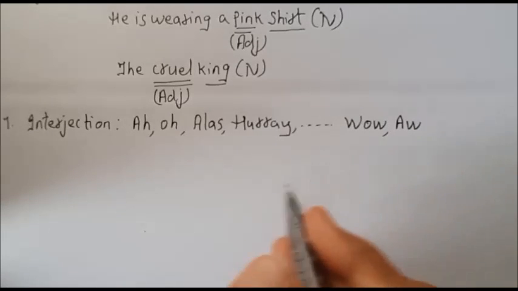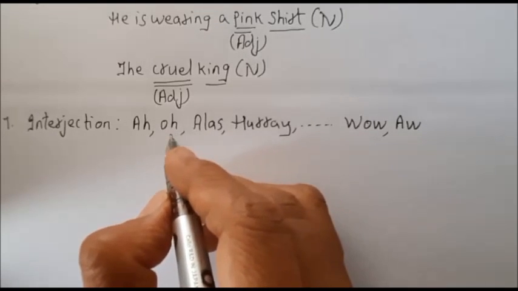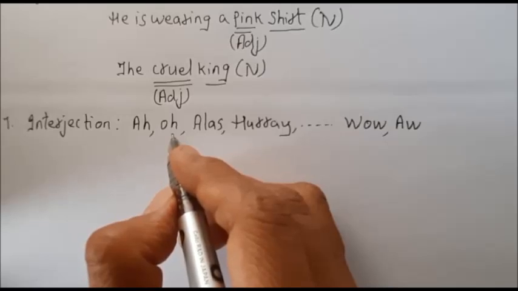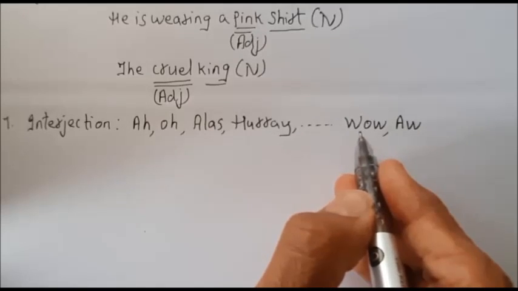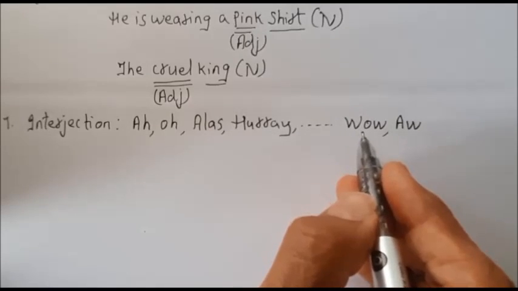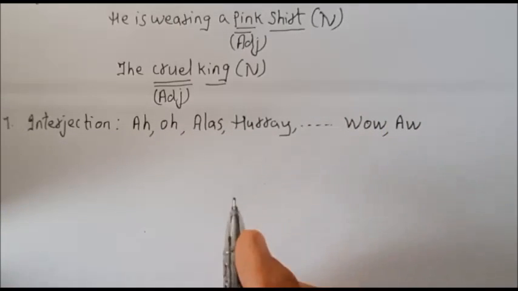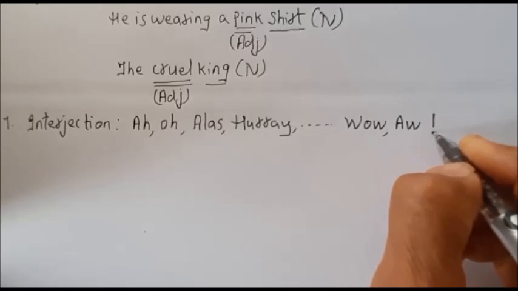So for some sad moments, alas, and oh, if only I would have worked a bit more, or if I would have studied more. So sometimes due to regret, sometimes due to happiness, sometimes when you see something very beautiful, sometimes when you are very surprised. So there are many such interjections that we use by making use of the exclamation mark.